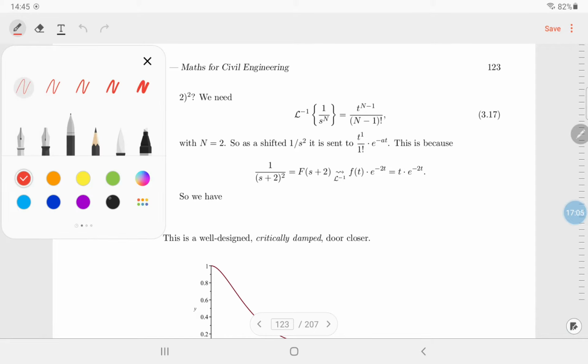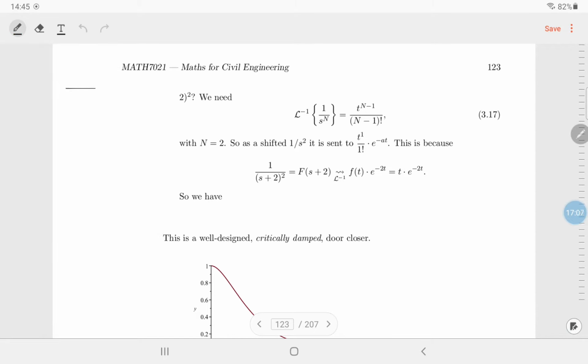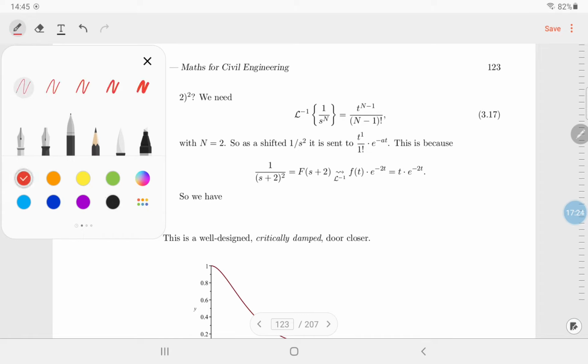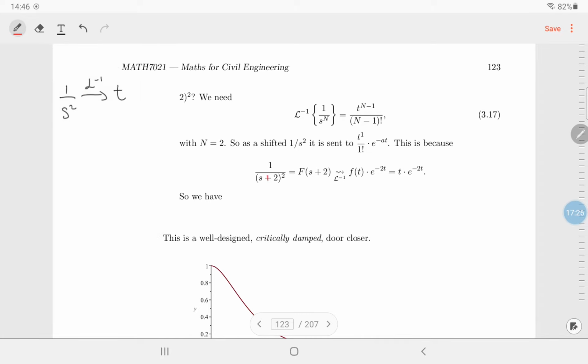What we definitely have is that 1 over s squared, using this formula, this 3.17, gets sent to t. Okay, so that's definitely there. But the 1 over s plus 2 squared, how does it send back? If it's shifted, we would have spoken about this before. If instead of s, you've got s plus something, then you've got a shifted term. And what you do is you bring it back as normal, except you multiply by the exponential shift.